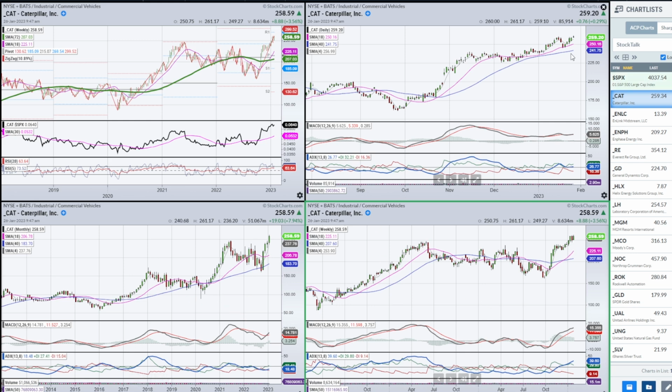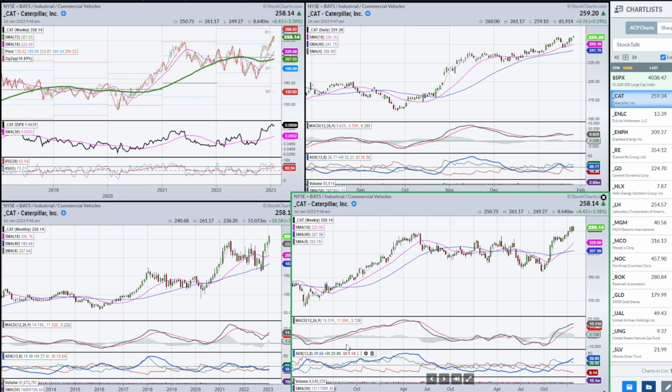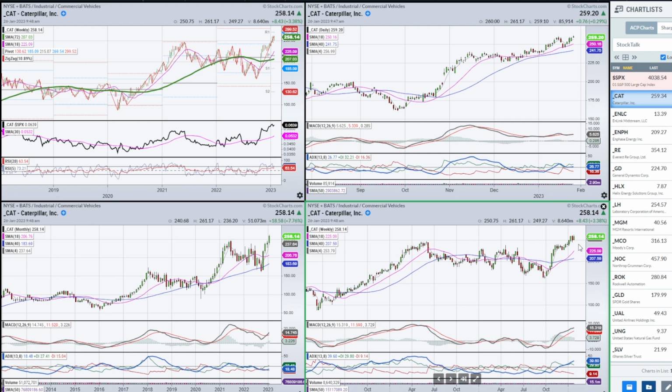Now, I think we're looking for our next entry. We had a little pullback on the daily chart, but I think this needs to pull back now. The DI on the weekly chart is not confirming this latest run. So I'd be more inclined to be sitting back, looking for another entry point on a pullback a little closer to the 18-week.